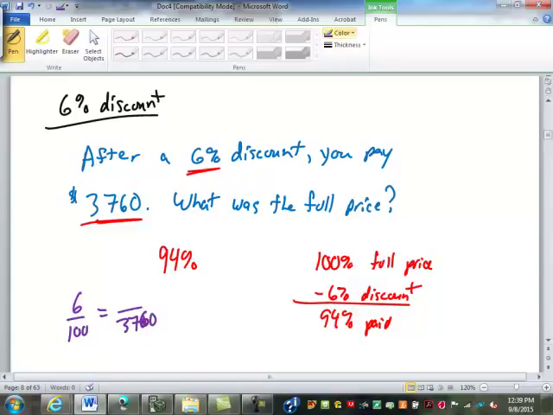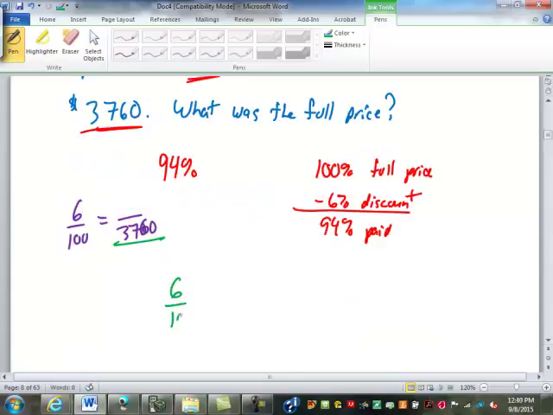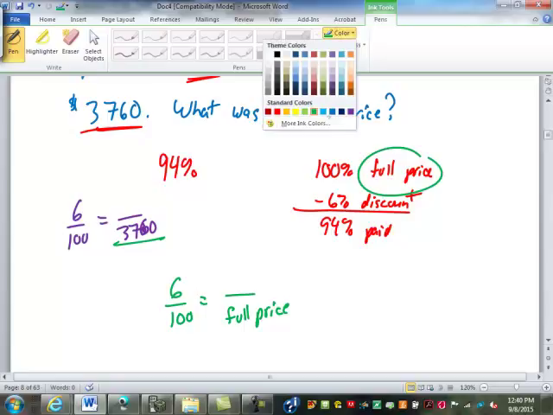Didn't you have that 225.6 back? No. No, because the 6% isn't based off of the 3,760. The 6% is based off of whatever the full price was. But the problem is we don't know the full price. So you can look at it like this.